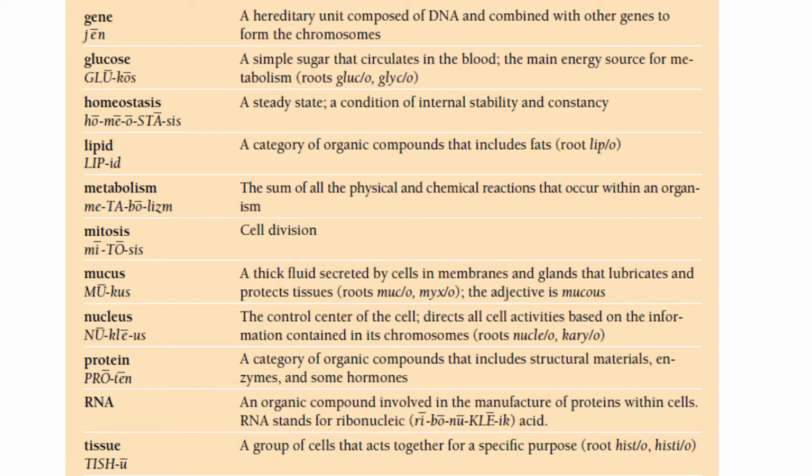Then we have lipid. A lipid is a category of organic compounds that includes fats. The root word of lipid is lip or lipo. Okay, next we have metabolism. Metabolism is the sum of all the physical and chemical processes that occur in our body. Then for cell division, we have mitosis. Basically it means cell division.